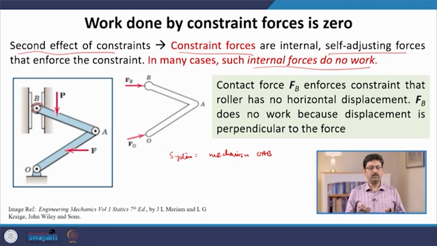So, let us assume that there is no friction between this channel and this surface. Then the contact force must be in a direction which is normal to the surface, and the displacement of this roller is vertical. So, they are in the perpendicular direction. Hence, Fb does no work because the displacement is perpendicular to the force, as indicated in this figure.